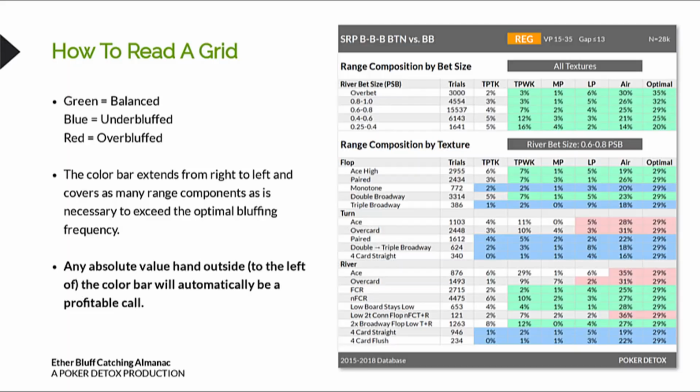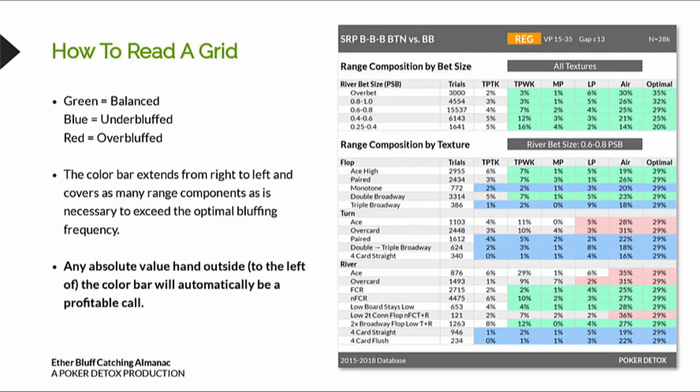In the top left corner, we've written the line and formation. This particular grid is for single raise pots, where villain is on the button as the pre-flop raiser, and we're on the big blind as the pre-flop caller. The villain is triple barreling. The positions are always written like this: villain's position versus hero's position in every single grid.